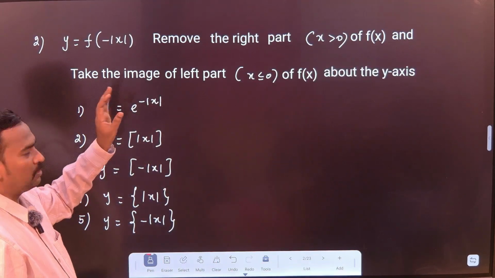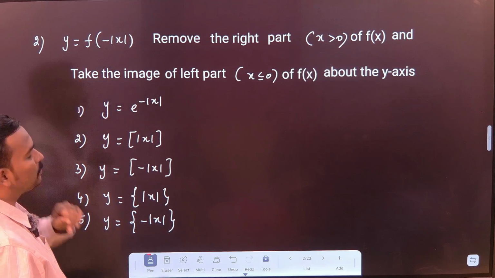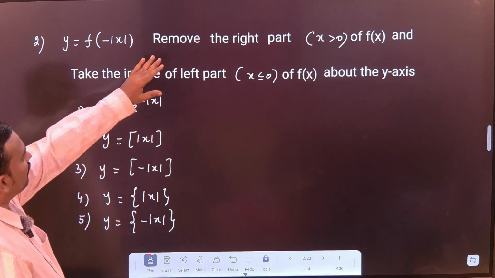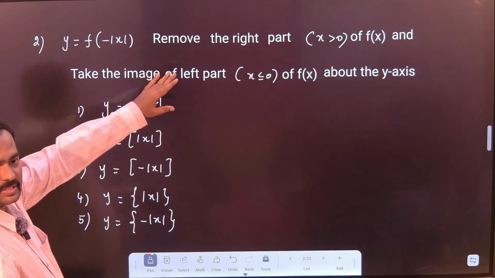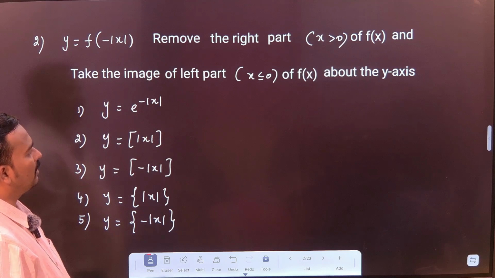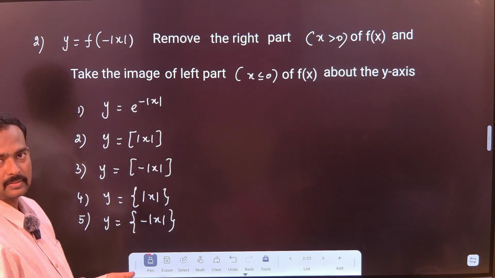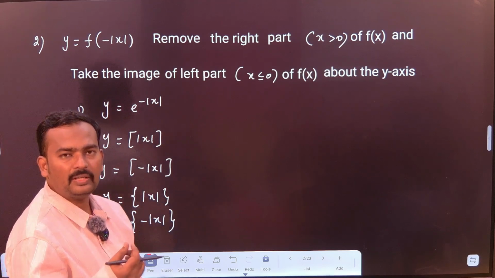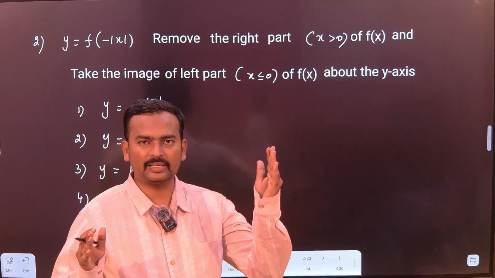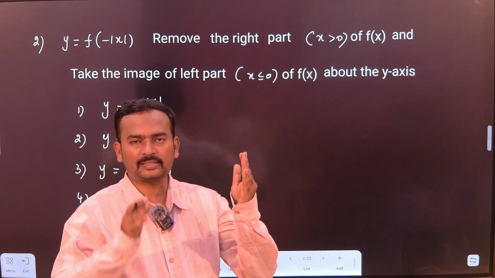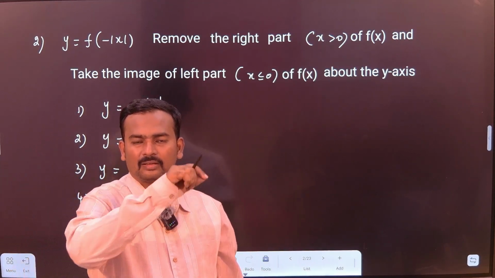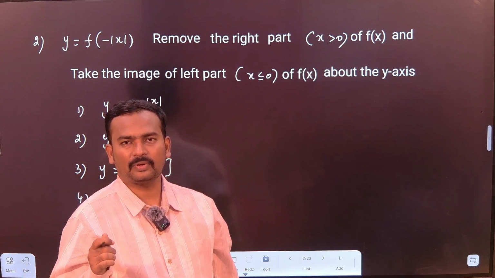So y is equal to f of minus mod x. Just replace x by minus mod x. Remove the right part of the graph, that means x greater than 0, and take the image of the left part of the graph about the y axis. The same idea. Mod x, what are you doing? You replace x by mod x, meaning the left side portion you remove. Whatever the right side portion is there, take the y axis as the mirror, take the image of that, right? Okay.